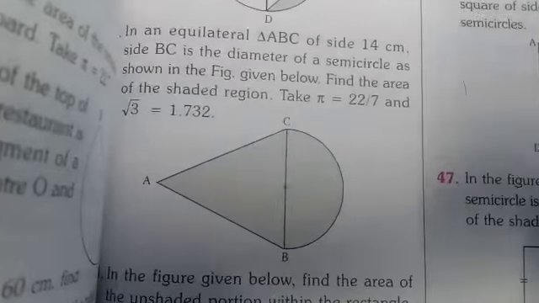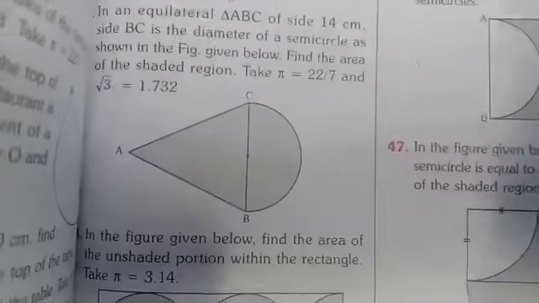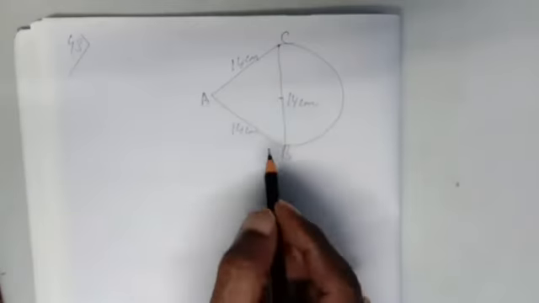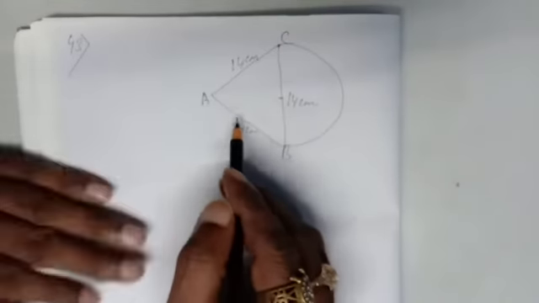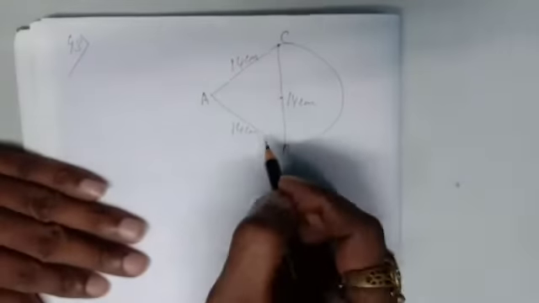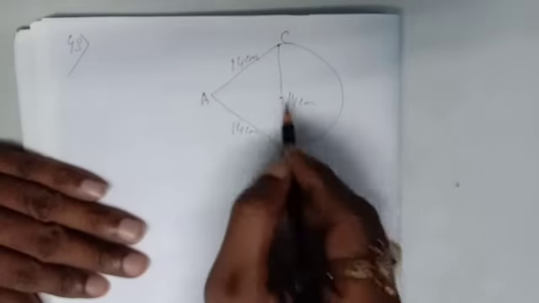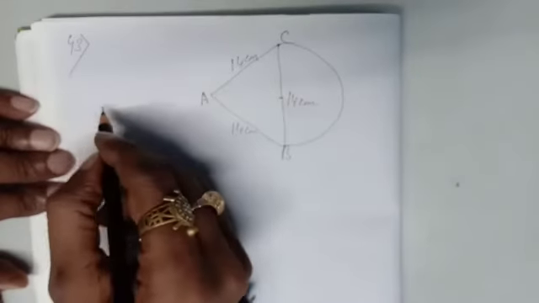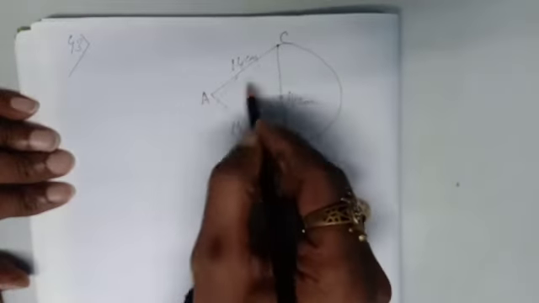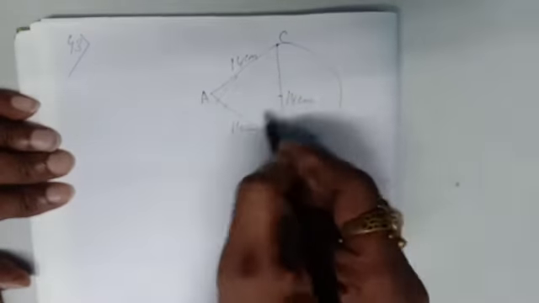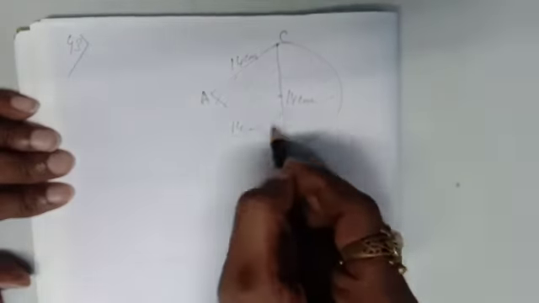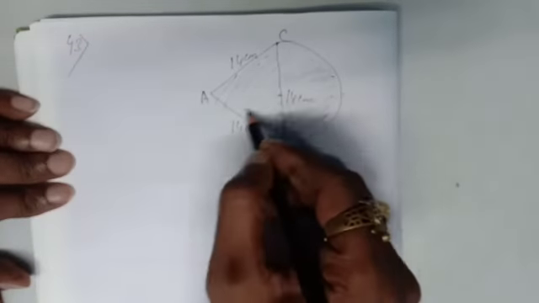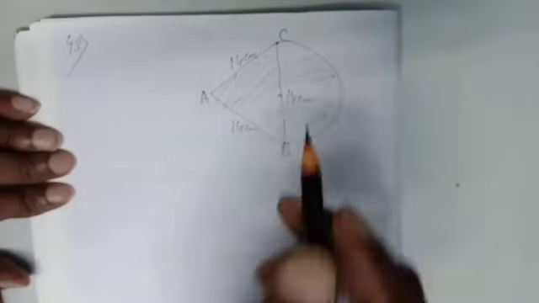This is the question given from the book, exercise Innovative Math Books. See, I have drawn one block diagram. ABC is an equilateral triangle, all the sides are equal. On the side BC, one semicircle is completed. That means you have to find out the area of this shaded portion, the total area of the semicircle plus the area of the triangle.